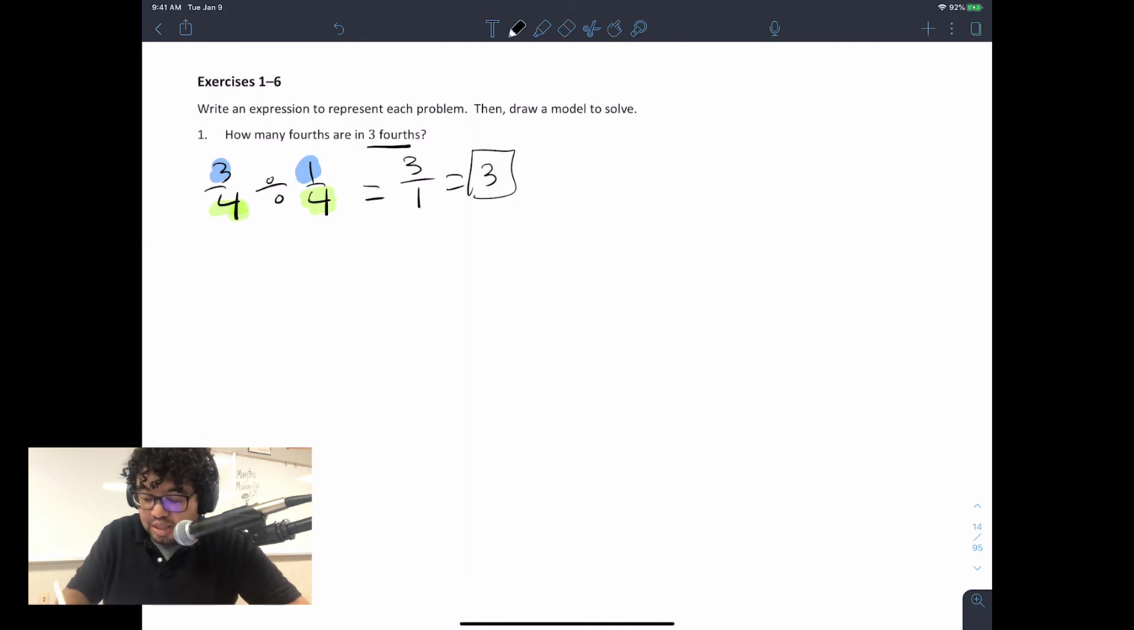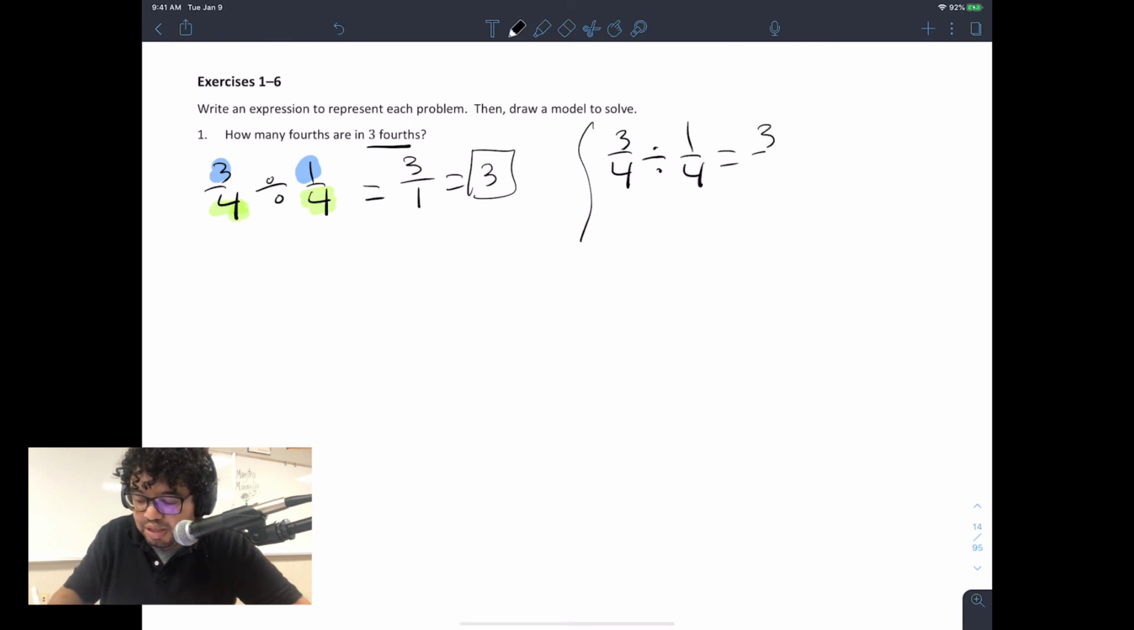You can do it using our division expression followed by its equivalent multiplication expression, which is keep, change, flip, or the reciprocal, and then doing it that way too. So if we do it that way, right, we have 3/4 divided by 1/4. So now that's my division expression. I have to make an equivalent multiplication expression. So to do that, we'll do keep, change, flip.